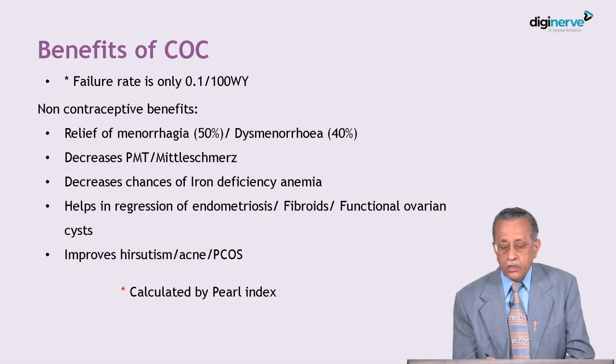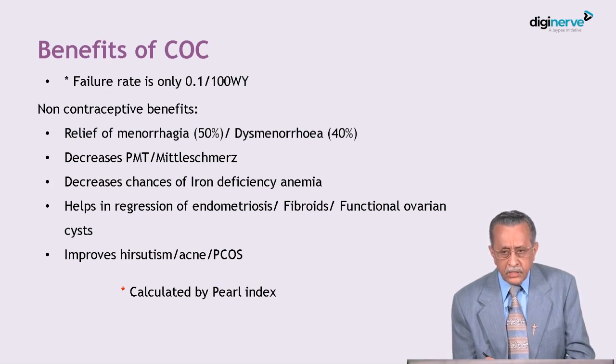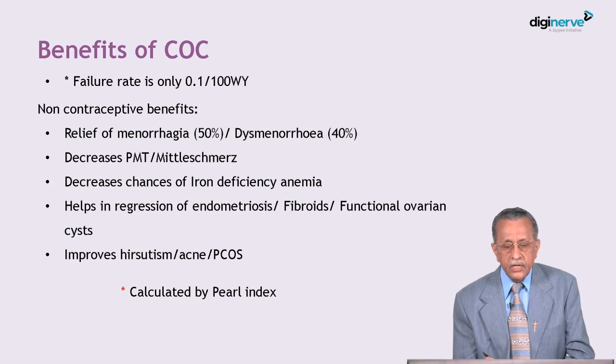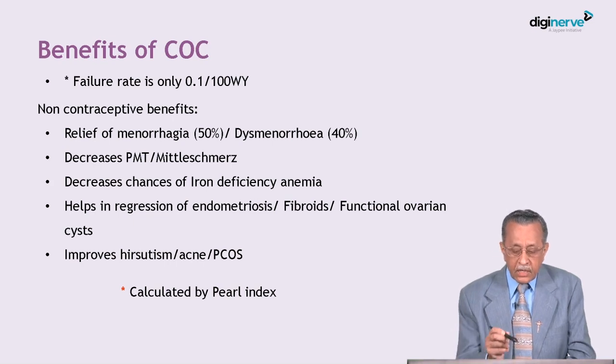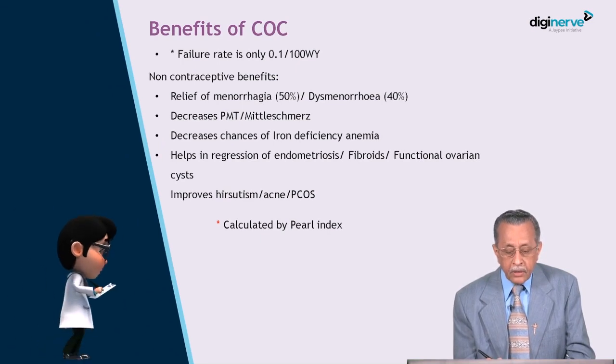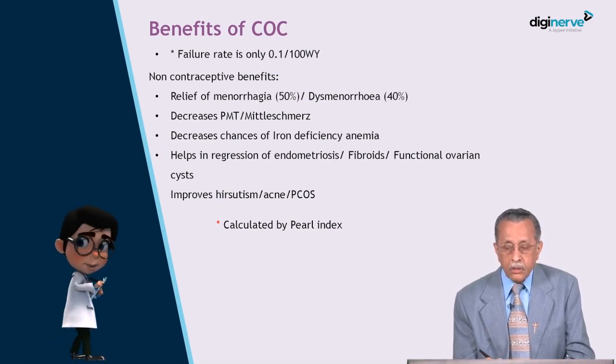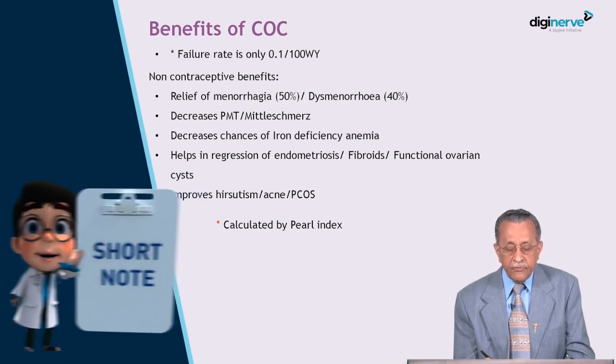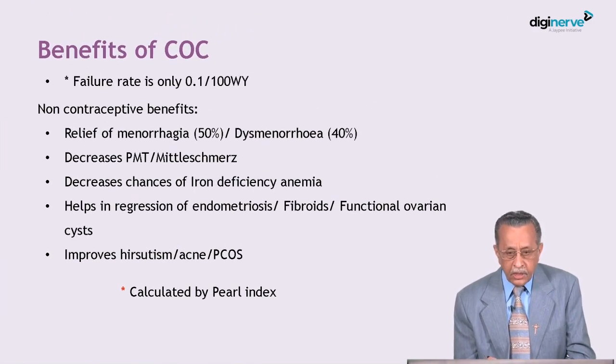There are certain non-contraceptive benefits of oral contraceptive pills. The best benefit, of course, is that the failure rate is very, very low. It is 0.1 per 100 woman years. This is calculated as the Pearl index, about which we will discuss a little later. The non-contraceptive benefits of oral contraceptives are: there is relief of menorrhagia and dysmenorrhea. Excessive bleeding during periods is reduced almost up to 50%, and the pain during periods is reduced by almost 40%.